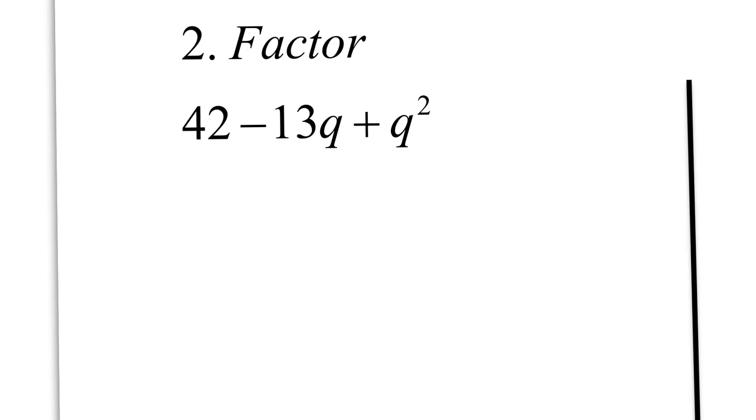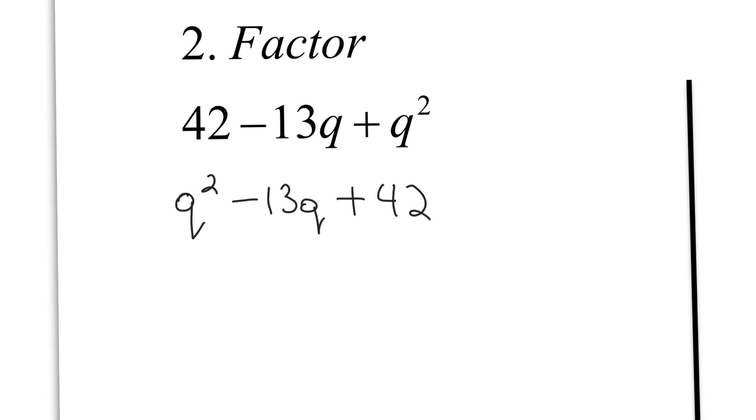Now look at this one here, number 2. You have 42 minus 13q plus q squared. When you want to factor a quadratic trinomial, the first thing you want to do is check if it's in standard form, so the highest exponent is first. This one here is not in standard form. You have the highest exponent last from left to right. So what we have to do is move the terms around to get the standard form. I am going to write the q squared first, minus 13q, and the 42 is going to be last.